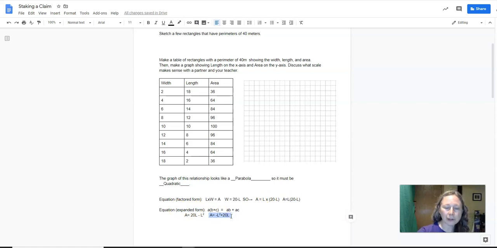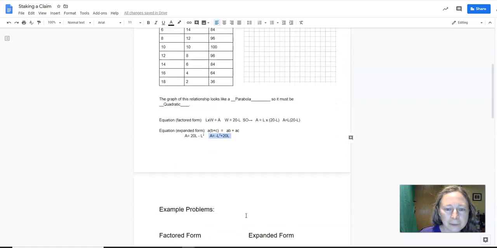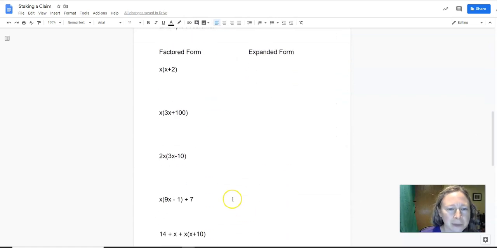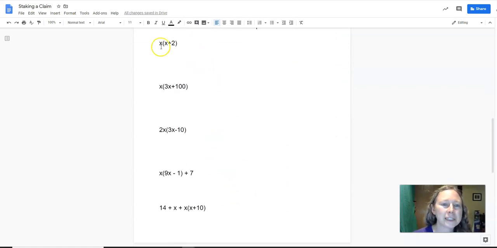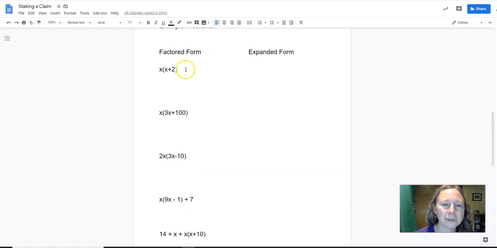Not all quadratic equations can be easily written in factored form, but we're going to explore a few of the simpler examples for how you can go between factored and expanded. For the remaining part of this worksheet, there are some example problems written in factored form, and your job is to convert them to expanded form. So this might be something that doesn't look like a quadratic, but when you expand it, you'll see that it actually is. So in this case, for example, x times x is x squared.